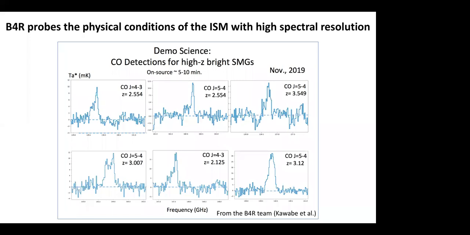And these are essentially demonstration science observations of the same sources. B4R has much higher spectral resolution, so you can see the details of the spectra better. You can see these asymmetric lines, which we later on found out using ALMA that these are obviously strongly gravitationally lensed sources. Their apparent star formation rate ranges from 7,000 solar masses to 30,000 solar masses per year.